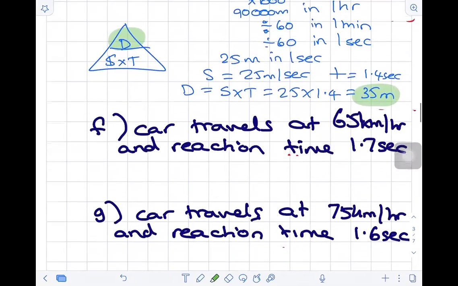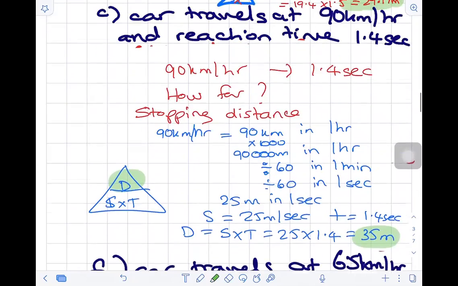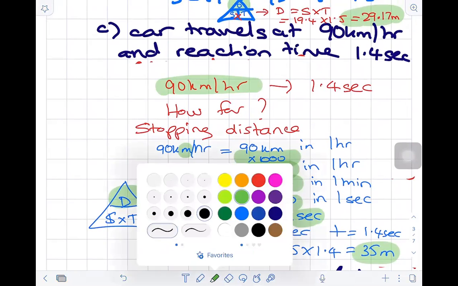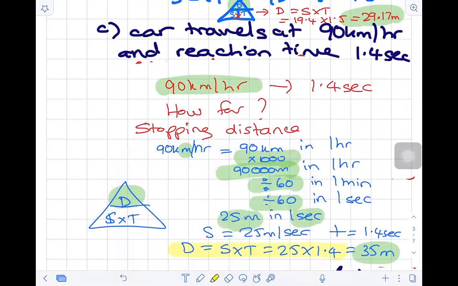All right, so the steps in this: change the 90 kilometers per hour to meters per second. You do that by timesing by 1,000, and dividing by 60 and 60 to get it for 1 second. Times by 1,000 changes it to meters. The 60 and 60 changes it to seconds. Next step is you want to get the stopping distance. You now have the speed in meters per second and the time in seconds, so it's just speed times time for distance.